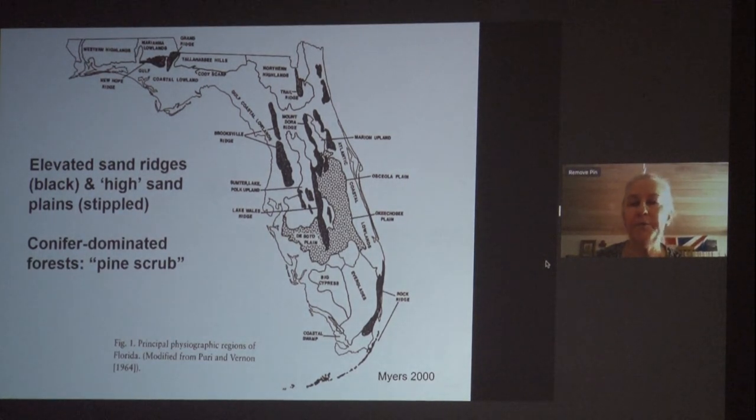This ancient Pliocene ecosystem exists today still, in effect, on our elevated sand ridges, especially the Lake Wales Ridge and the elevated sand terrain associated with those ridges. So we're looking in part at a reflection of this ancient Pliocene landscape, dominated today by a scrub ecosystem, which you may be familiar with.